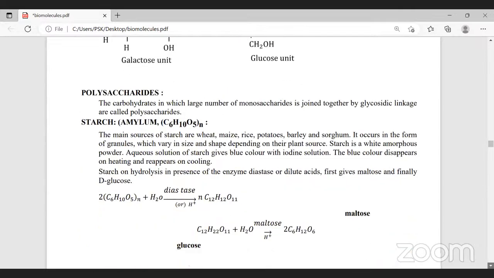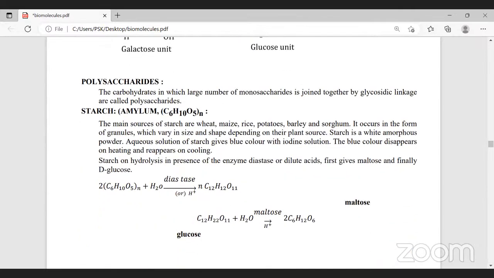Now, coming to the last part of carbohydrates, that is polysaccharides. Poly stands for many. We have different examples of polysaccharides. The first example we're going to learn is starch. The general formula of starch is (C6H10O5)n. It's a storage polysaccharide in plants. The main sources of starch are wheat, maize, rice, potatoes, barley, sorghum. It occurs in the form of granules, which vary in size and shape depending on the plant source.